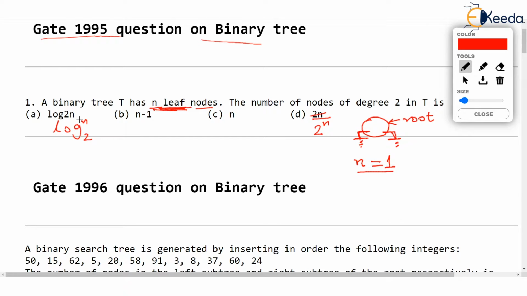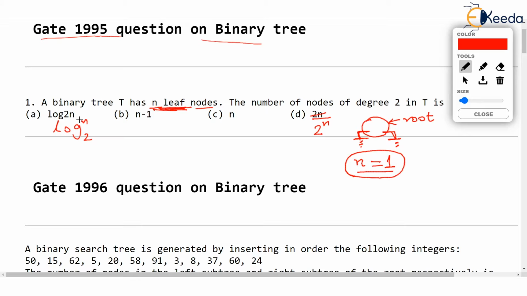Then how many nodes of degree 2 are present? By degree 2 we mean a node has both children, left and right. How many such nodes are there in this tree? Zero. So when n is 1, when there is one leaf node in the entire tree, the number of nodes which have two children is 0.